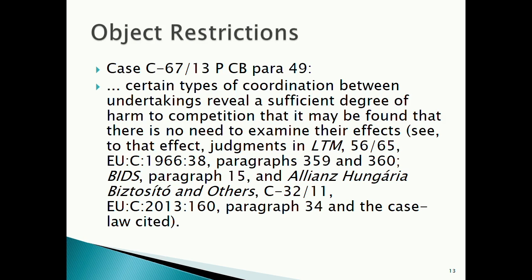Companies that are on the same level of the distribution chain agreeing to fixed prices. Again, there's no pro-competitive reason. So we know that certain types of coordination between undertakings reveal a sufficient degree of harm to competition. So when we see this behavior, we say this is a restriction by object.